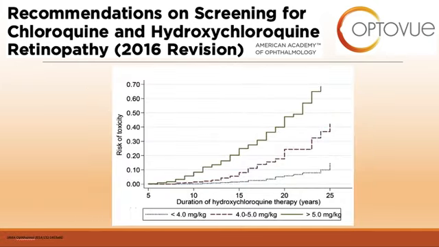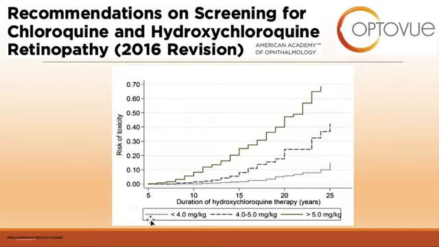When you look at this graph that the AAO published, it shows you a depiction of what I was just referring to. On the bottom here, you can see the duration of years that the patient is taking the medication. So 5, 10, 15, and so on. These little dotted lines show you the dosage.